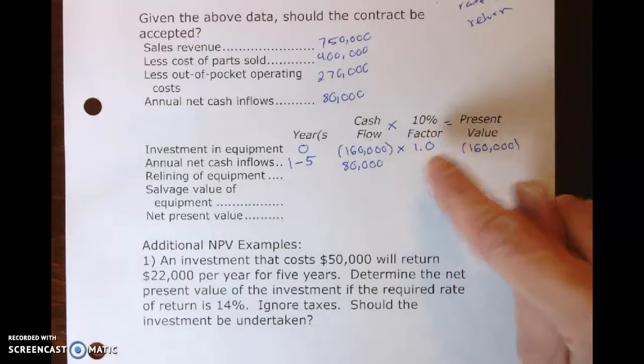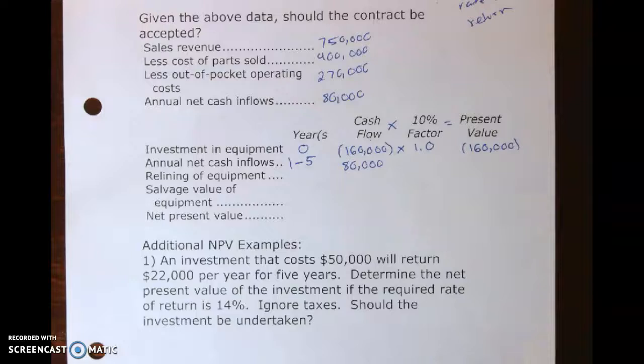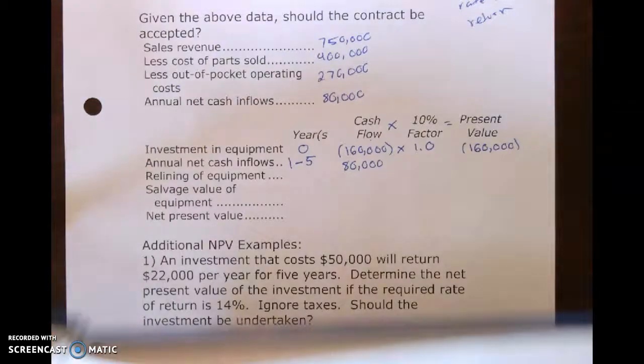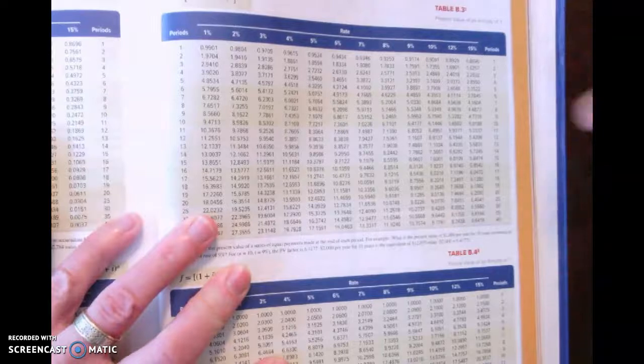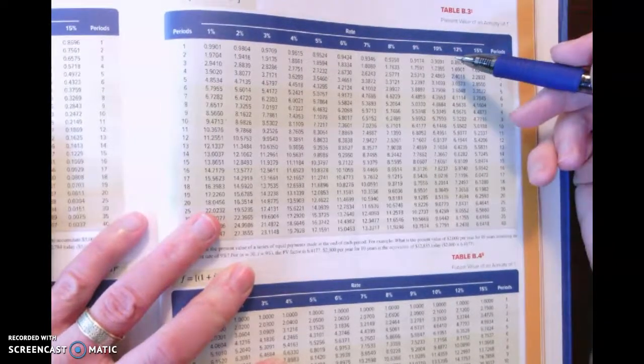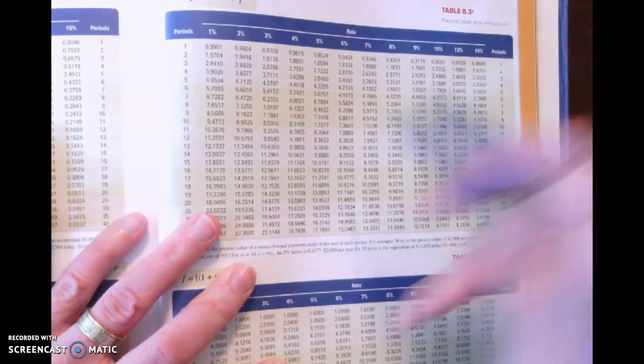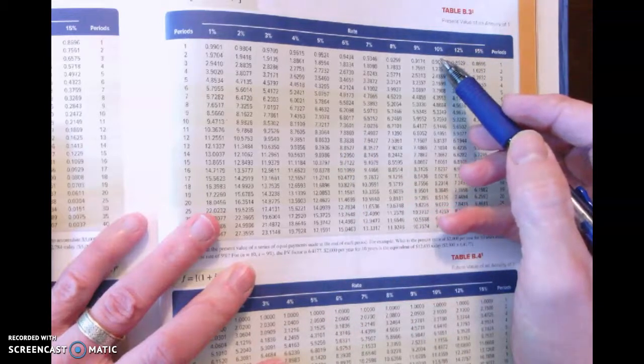Because this is an annuity, we wouldn't look in the present value of a single amount table. We would look in the present value of an annuity table, which in your textbook is Appendix B. If you look in Appendix B, in the present value of an annuity table, table B.3, I'm going to look up 10%, because this is my required rate of return.